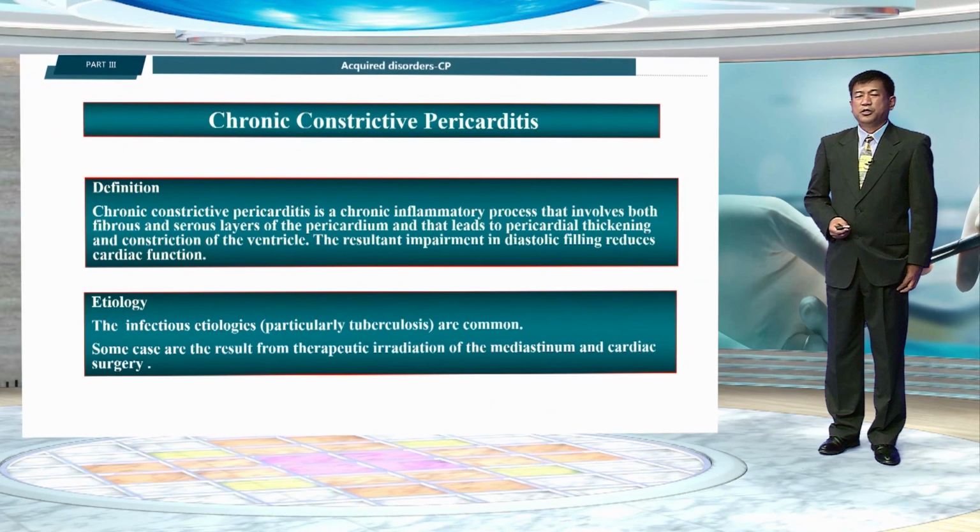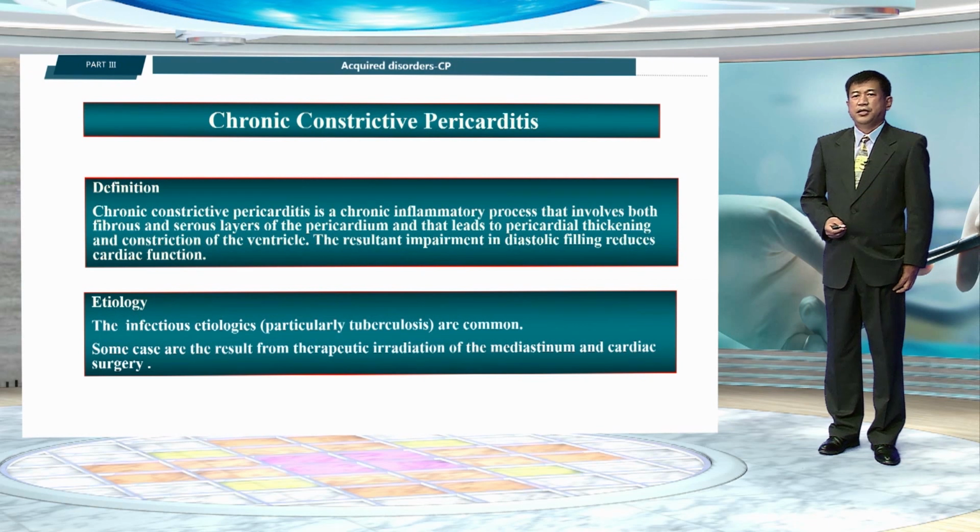Now we are going to discuss the last disease. It is called chronic constrictive pericarditis. Definition: chronic constrictive pericarditis is a chronic inflammatory process that involves both fibrous and serous layers of the pericardium, and that leads to pericardial thickening and constriction of the ventricle. The resultant impairment in diastolic filling reduces cardiac function.